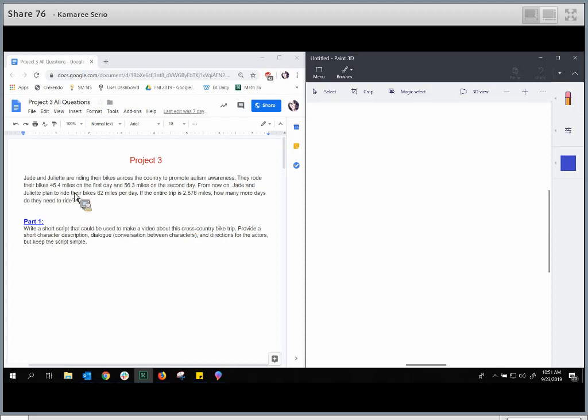It says Jade and Juliet are riding their bikes across the country to promote autism awareness. They rode their bikes 45.4 miles on the first day and 56.3 miles on the second day. From now on, Jade and Juliet plan to ride their bikes 62 miles per day. If the entire trip is 7,878 miles, how many more days do they need to ride? Okay, so that's our prompt for the whole project.